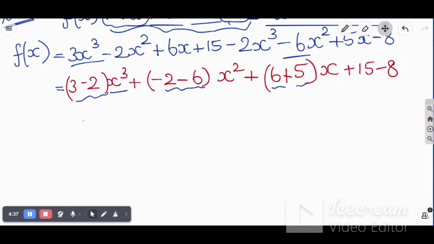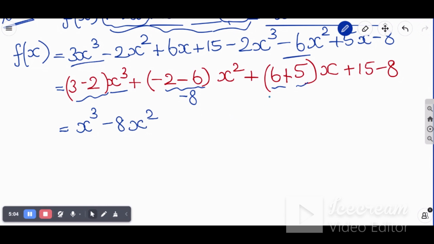The next step will be just simplify this. What is 3 minus 2? 3 minus 2 is nothing but 1. So either you can leave that 1 and write it as your x cube. 1x cube is the same as x cube, right? Now see here, minus 2 and minus 6, what will it be? Minus 8. We have a plus symbol here. Minus and plus becomes minus. So that will be minus 8x square.